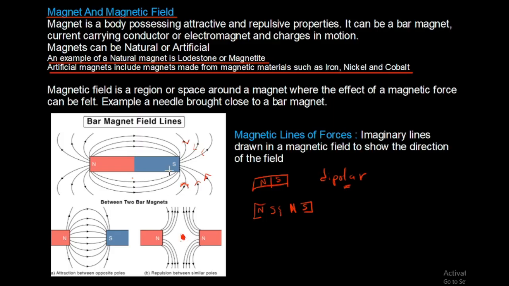So basically, magnets are bodies that attract other bodies to themselves, and the magnetic field is the region or space where the effects of a magnetic force can be felt. To describe that region, we make use of magnetic lines of forces. As you can see here, all these lines are magnetic lines of forces.